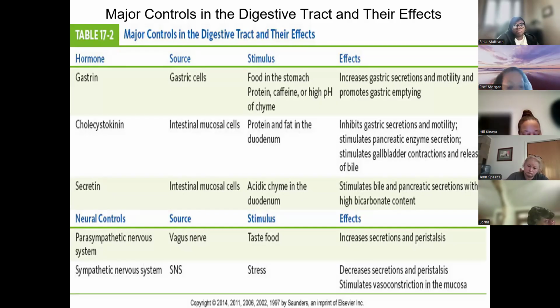Cholecystokinin, this is going to come from your mucosa cells. It's stimulated by any protein or fat in the duodenum, and it inhibits gastric secretions. It stimulates the pancreatic enzymes because now the stuff is in the duodenum. We want to break it down. It stimulates the gallbladder. And so now the gallbladder can release bile to help break down that fat.